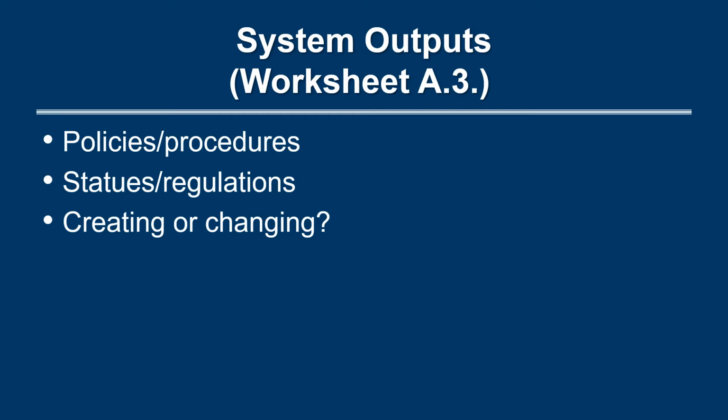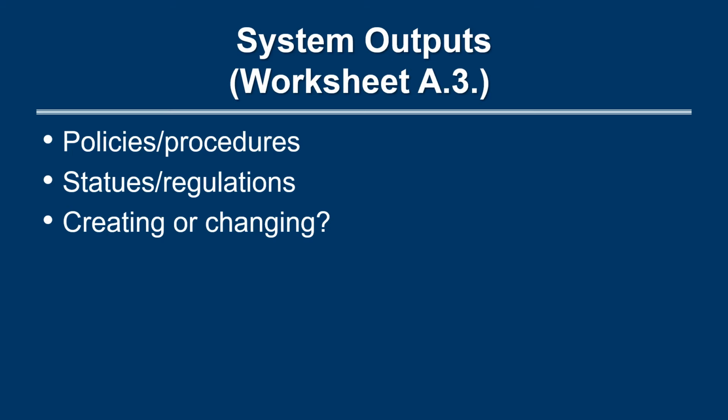Okay, now we're looking at section A3 on the worksheet. The next type of output are systems outputs. Are you trying to change any systems or rules? This might be for your state or region or for your agency. The SCDD performance measures look at two types of system outputs.